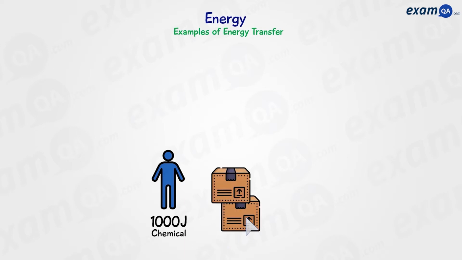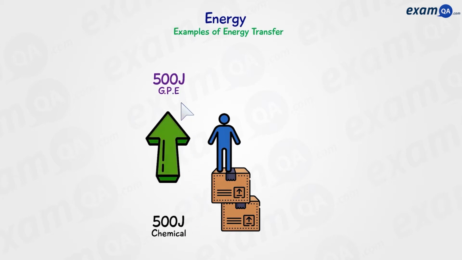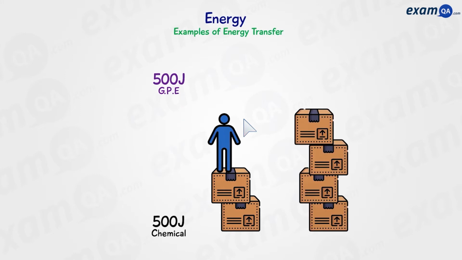Out of nowhere, 2 boxes appear and the person decides to jump on them. By doing so, the person uses some of their chemical energy, and that energy gets transferred into gravitational potential energy because the person has gone higher. Now a new set of boxes, much higher than the previous set, has appeared. The person decides to jump on those as well.